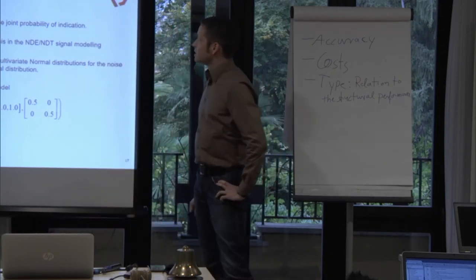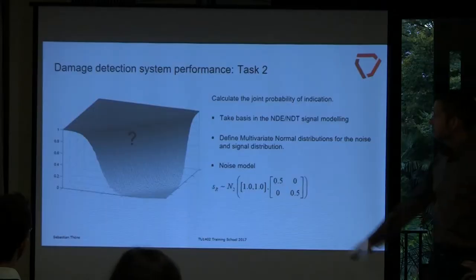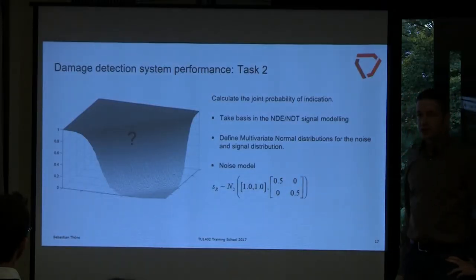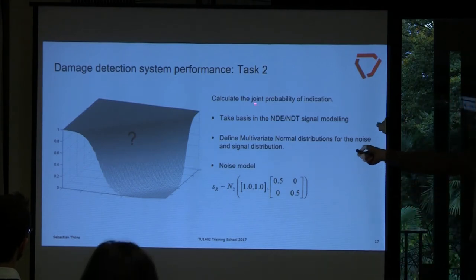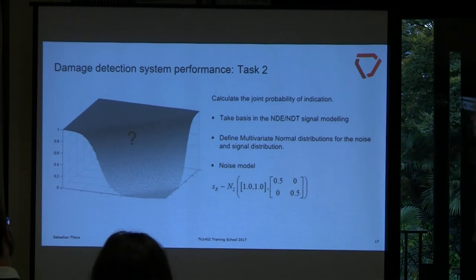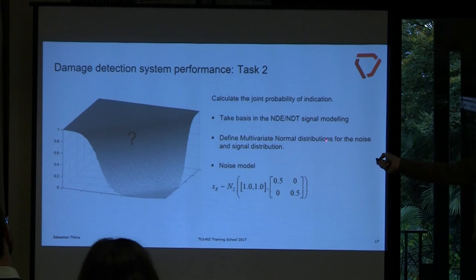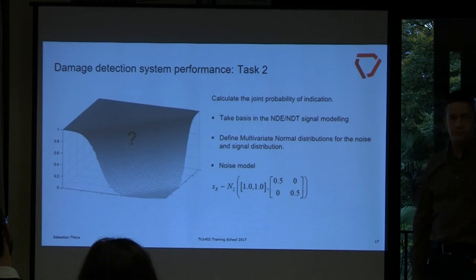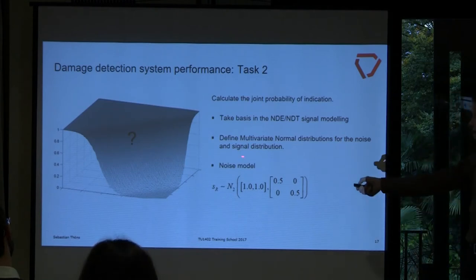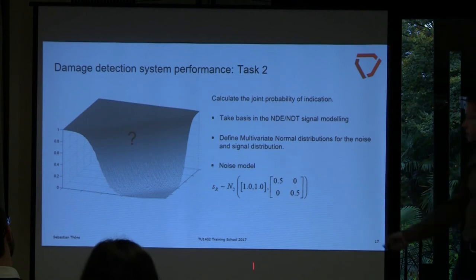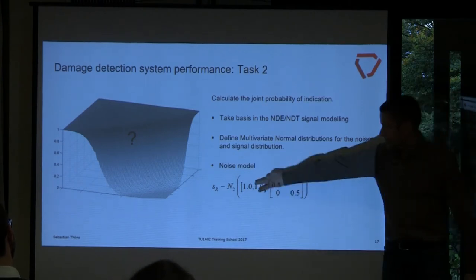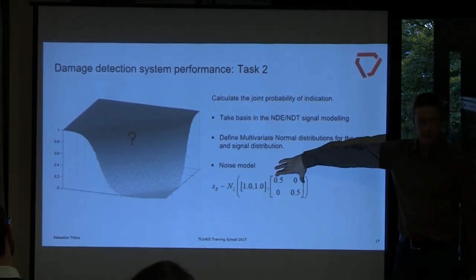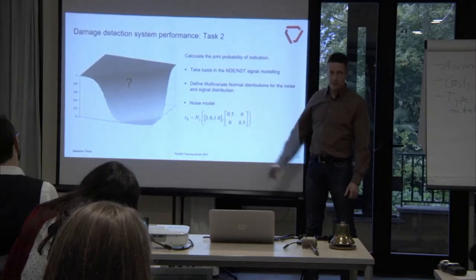So of course we can also do a probability of indication curve for a two-component system. We can just take basis in the signal modeling we have been doing anyway, and then we define for the signal now multivariate normal distributions. This is an example of a multivariate normal distribution, a bivariate normal distribution, that's why there's two. And here we have the mean values, and here we have the covariance matrix. And there, what is the correlation?